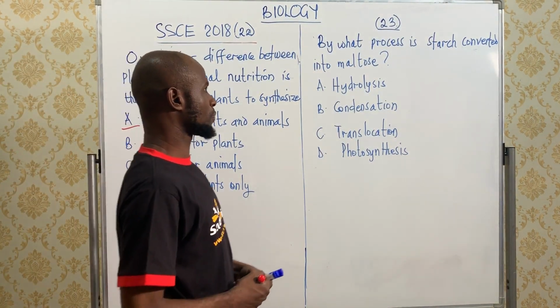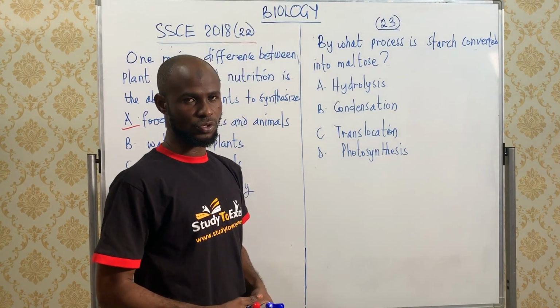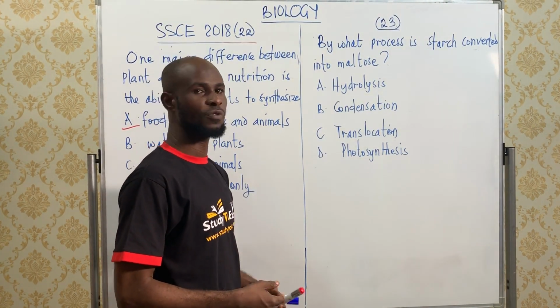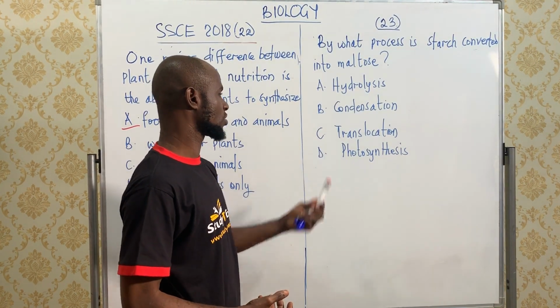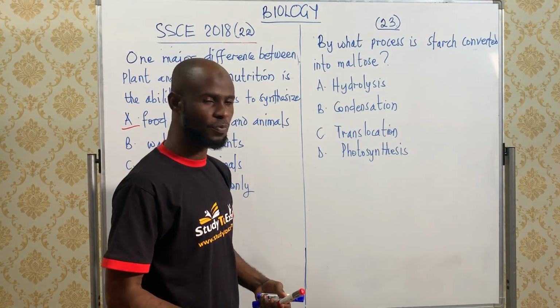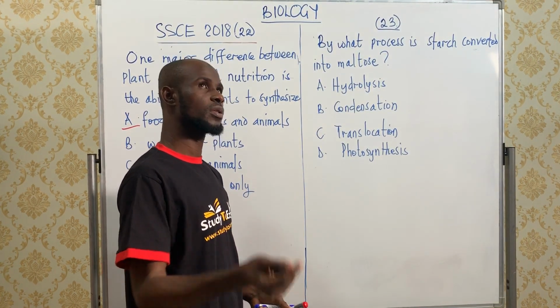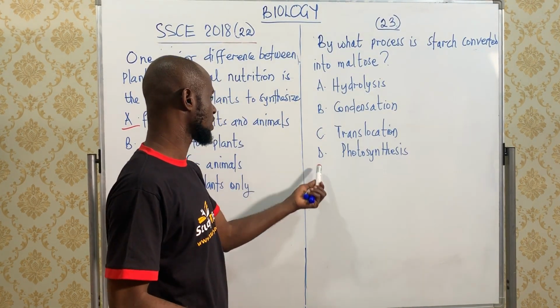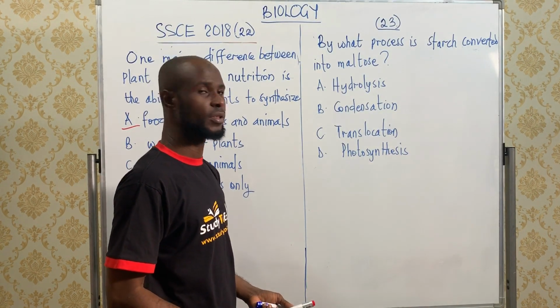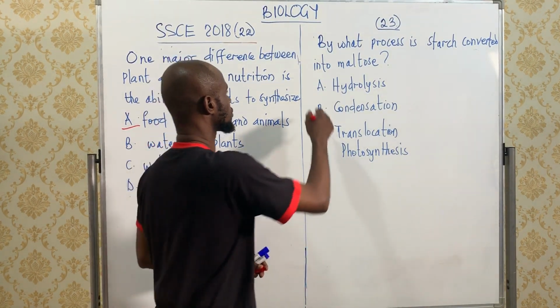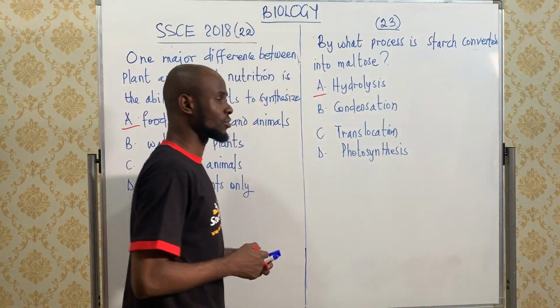Number 23. By what process is starch converted to maltose? Hydrolysis, that's the addition of water. Condensation, removal of water molecule. Translocation, that is the transport of food substances within the plants, from the leaf to other parts of the plants. Photosynthesis is the production of food through the plant, through the sunlight. So the answer is going to be hydrolysis.